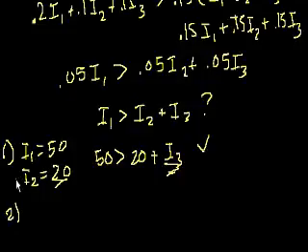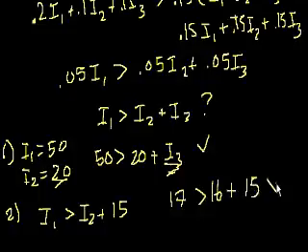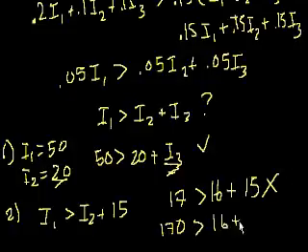Statement 2. The regular price of the least expensive item was $15. By itself, we get I1 is greater than I2 plus 15, where 15 is the least expensive item. Yeah, this is hard. You can't say anything about this, because maybe I1 is 17, and I2 is 16 plus 15, in which case it would not be the case. Or maybe I1 is $170 and I2 is 16 plus 15, in which case it would be the case. So statement 2 by itself isn't sufficient.